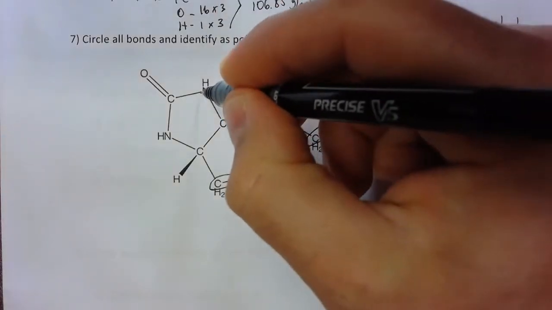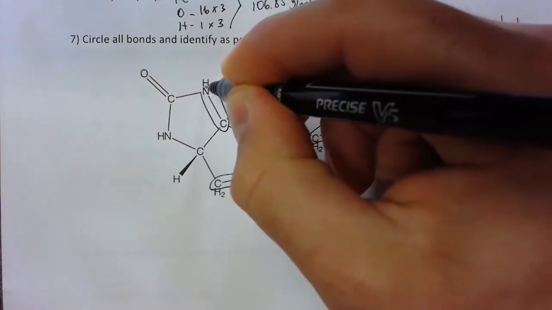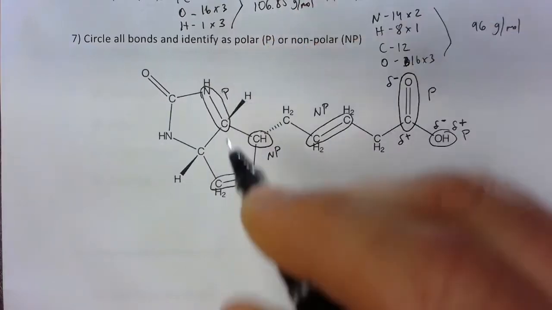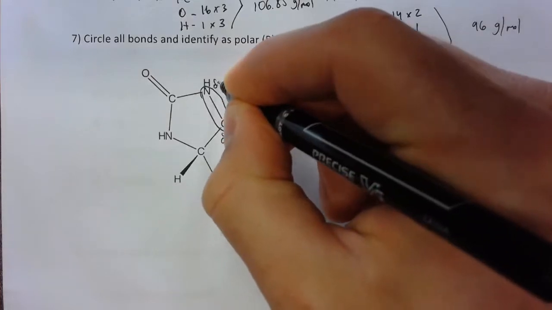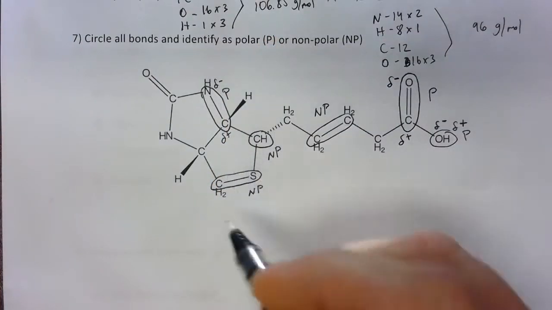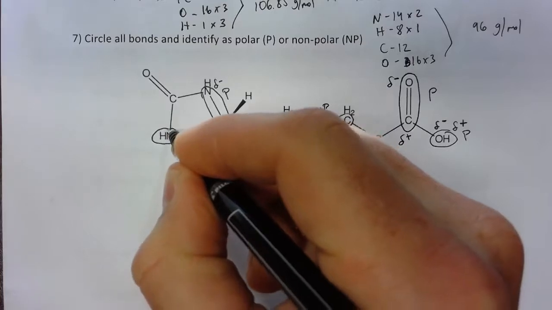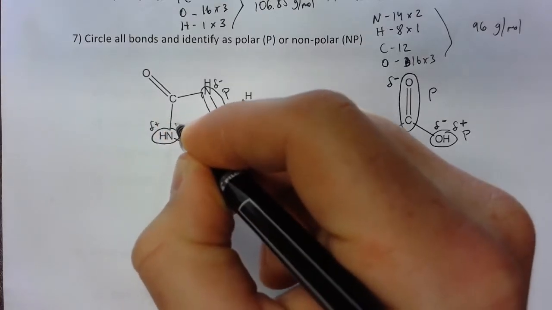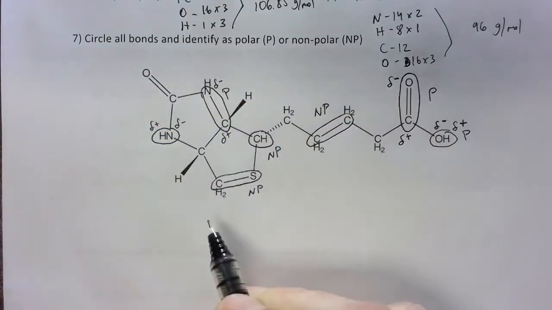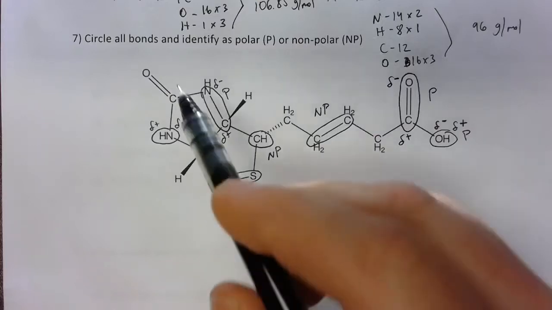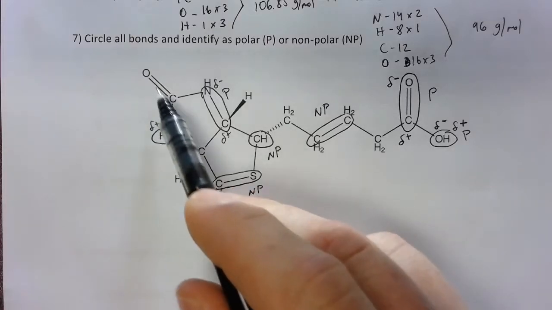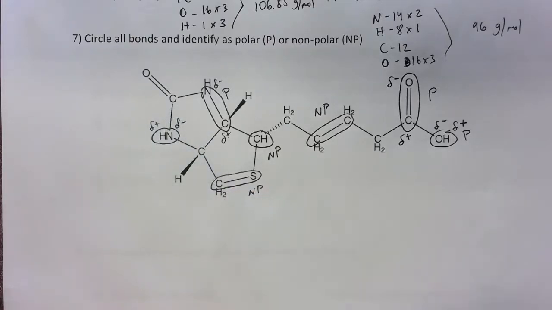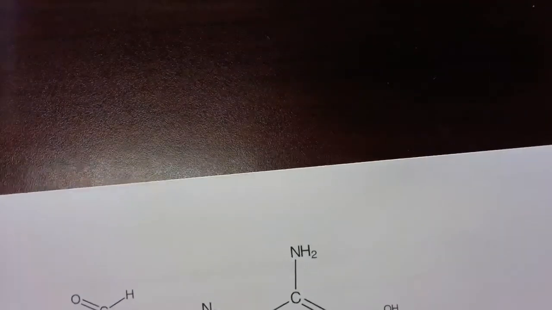Alright, we have a CN bond here. This is polar. Nitrogen is more electronegative than carbon, so I'm going to put that partial negative on the nitrogen. I also have an NH bond here. Partial positive on the hydrogen, partial negative on the nitrogen. And I believe that does it for this molecule. Here's another CO bond, but we're not going to circle that one again. Alright, let's move to the next molecule.